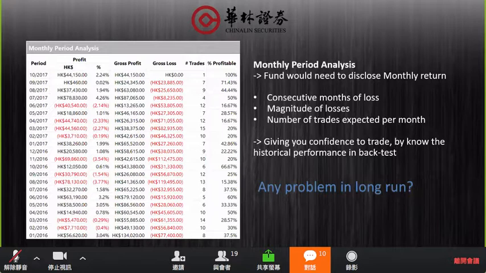More likely you will put it in newsletters and issue them to your clients, saying, okay, in the last month, how did I perform? Maybe I performed well, maybe I performed badly for some reason. You have to explain it. And these are the figures that you have to pay attention to. For example, you make money sometimes, you lose money sometimes.